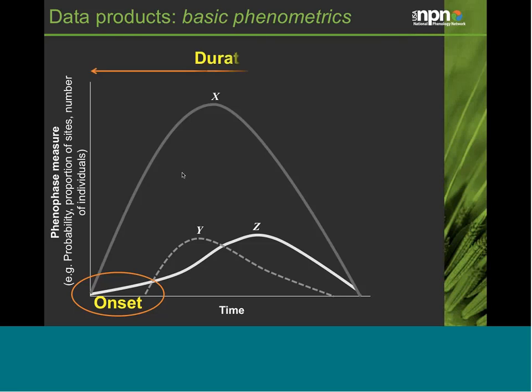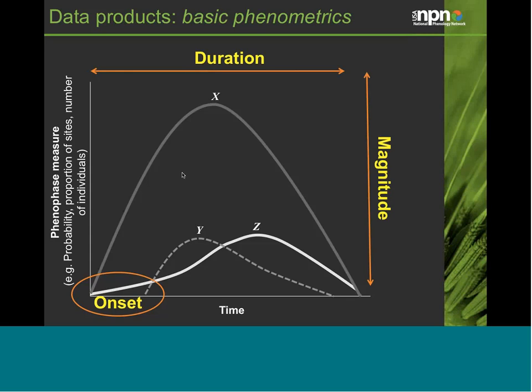The other phenometric is the duration. How long does a particular phenophase last? And ultimately, what was the magnitude of that phenophase? So these three basic phenometrics can serve as the basis of a number of data products that we're currently developing.